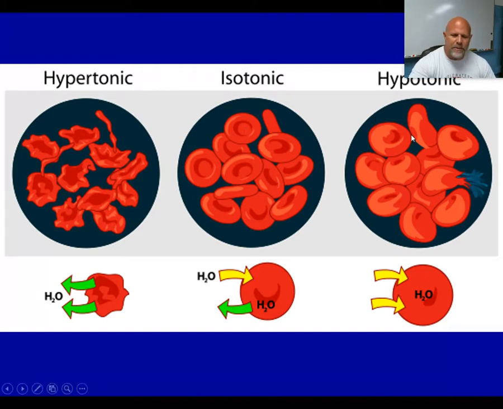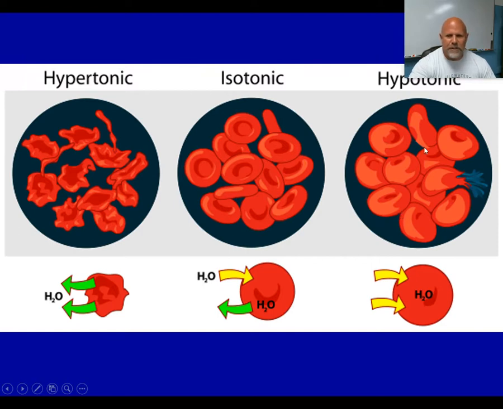Hypotonic means we have less stuff on the outside, so we have a greater concentration of water on the outside, and therefore water is going to want to move into the cells, and when water moves into animal cells, it will cause lysis. It will cause the cell to rupture, and that's not good for our cells.